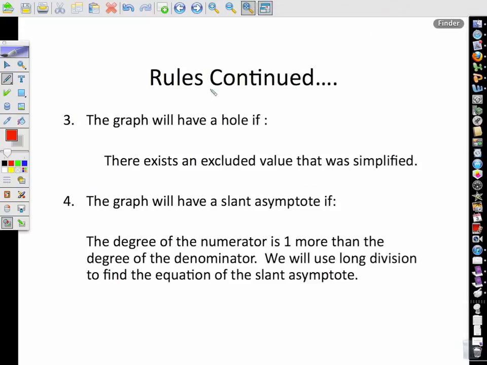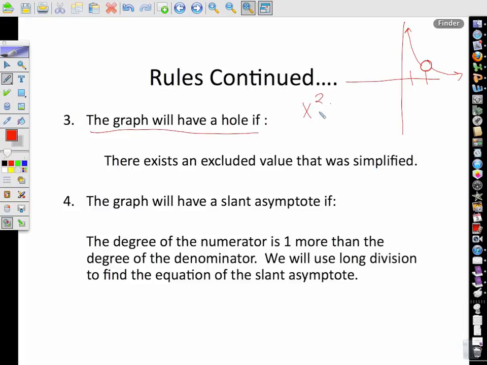All right, a couple other rules that we have to look at. Sometimes the graph will have a hole in it. A graph that has a hole in it might look like this. Maybe you have a curve here coming in, but there's a hole in the graph and then it continues. That's considered to be a hole. Holes are graphed with an open circle. You have a hole in your graph if there exists an excluded value that was simplified.